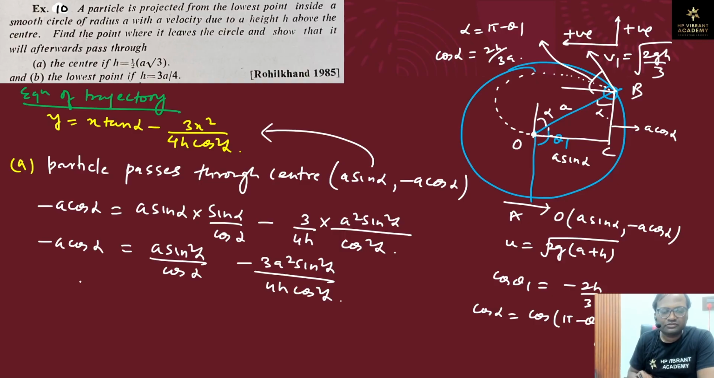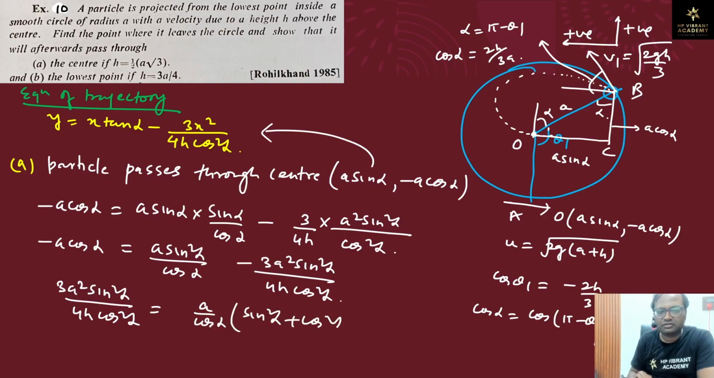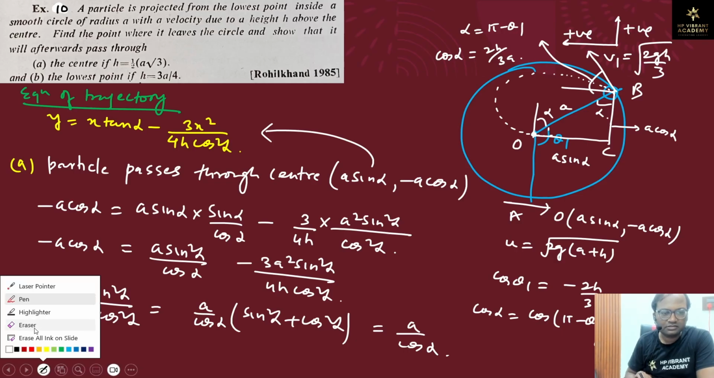So we have 3A square sin square alpha upon 4h cos square alpha is equal to A upon cos alpha times (sin square alpha plus cos square alpha). This is 1, so it is equal to A upon cos alpha. Okay, let us further simplify this.